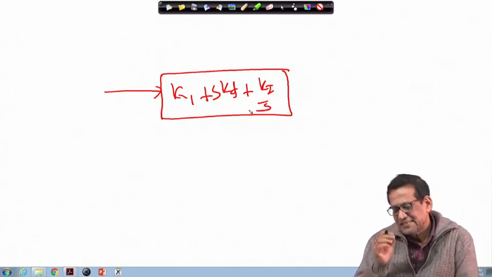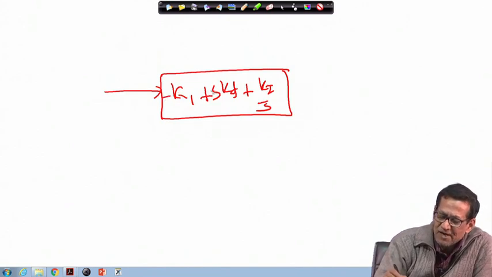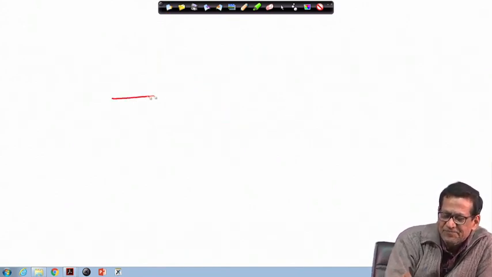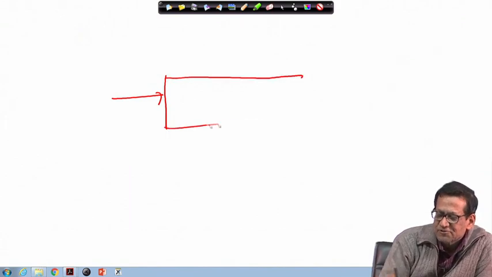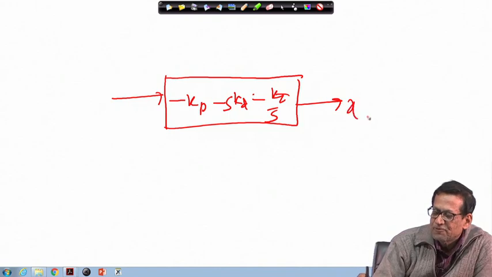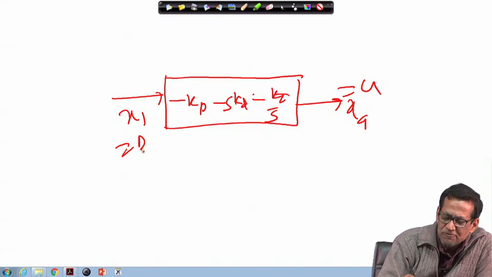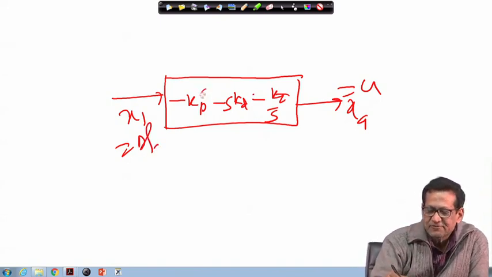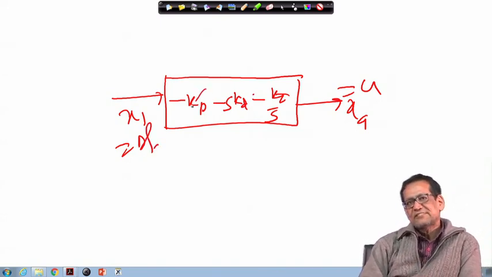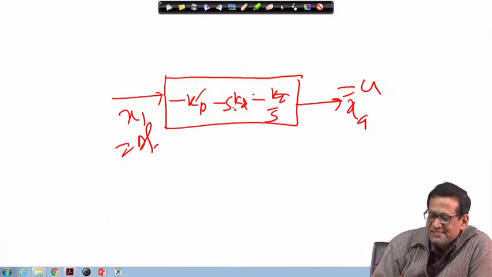Just hold on, I will change the sign. Suppose this is minus K1, minus S Kd, and minus Ki upon S, and this is X4, which is nothing but u, the control variable, and the input is the frequency deviation, delta f. So it is Kp dash, because the power system gain has been taken as Kp. So it is minus S Kd.